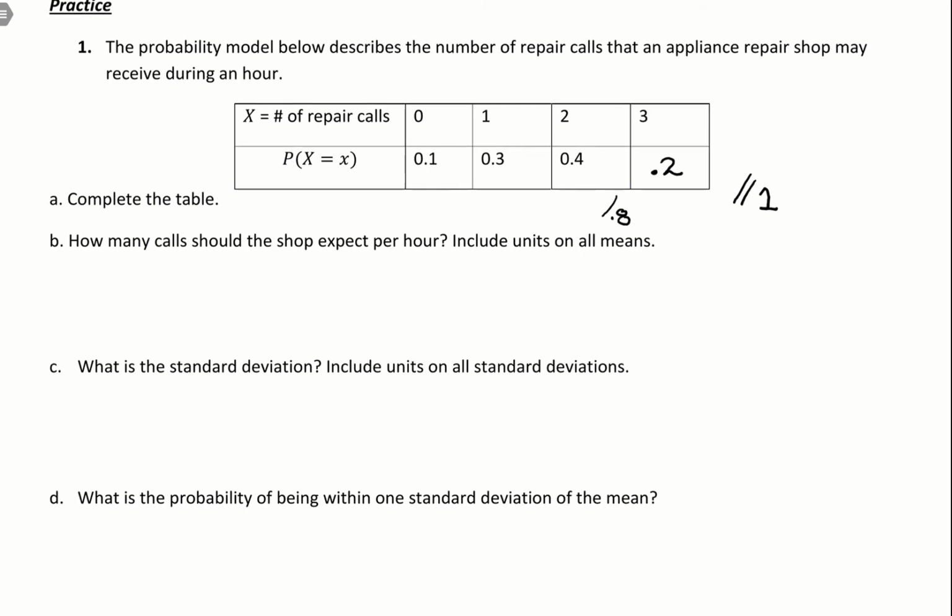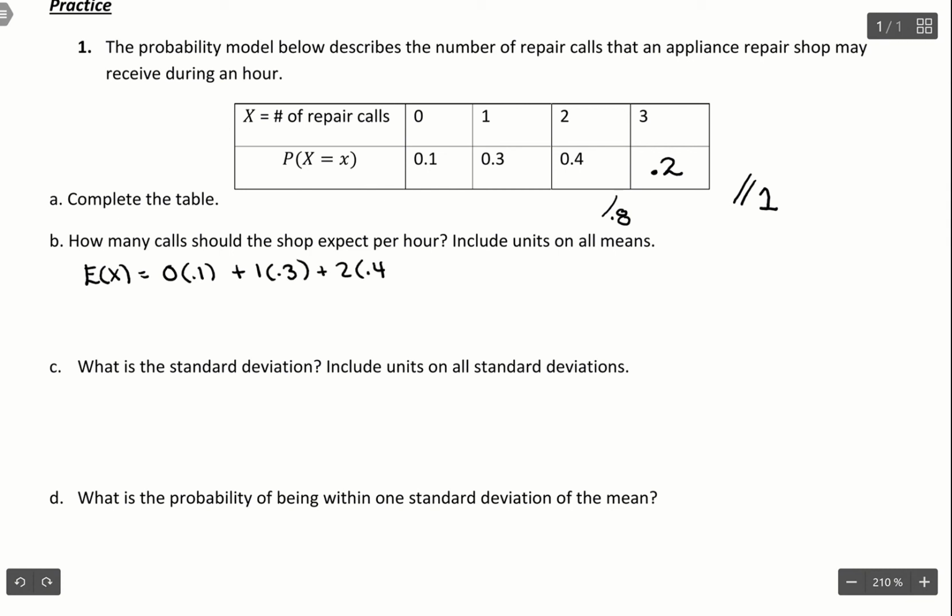Expected value, take each outcome times its probability. So 0 times 0.1 plus 1 times 0.3 plus 2 times 0.4 plus 3 times 0.2. And that'll give us an expected value of 1.7, and our units here are in terms of number of calls per hour. So we expect 1.7 calls per hour.